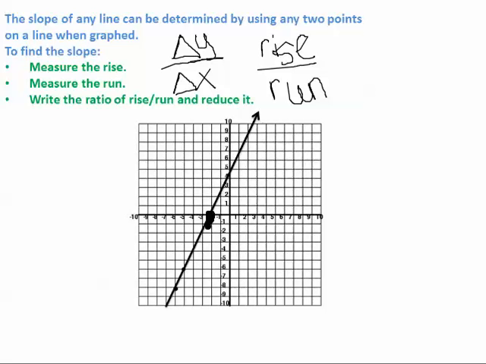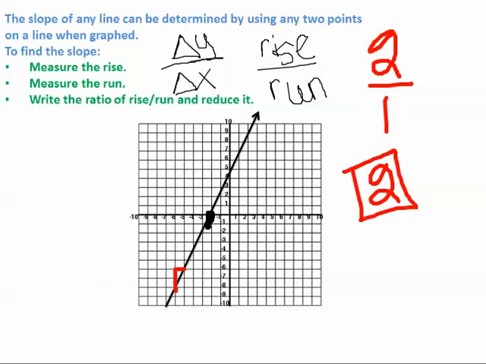I now want to do my rise over run. I went up 2, so my rise is 2, and I went over 1. So my slope for this graph is going to be 2 over 1, which is the same thing as 2.